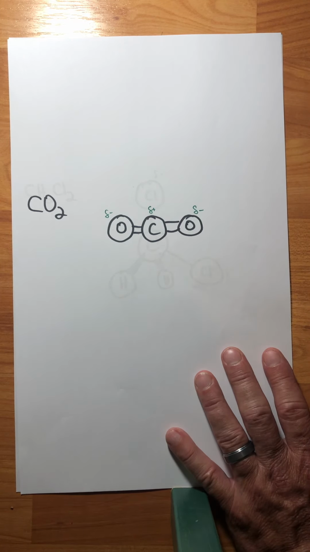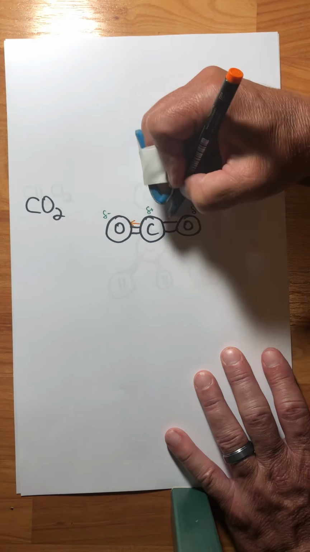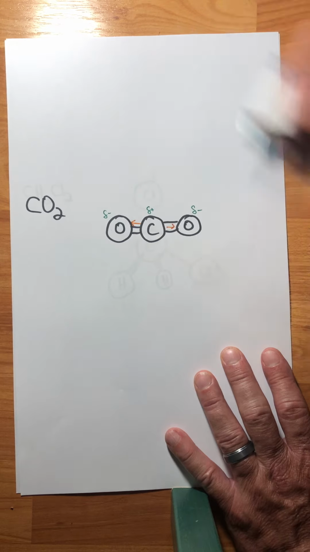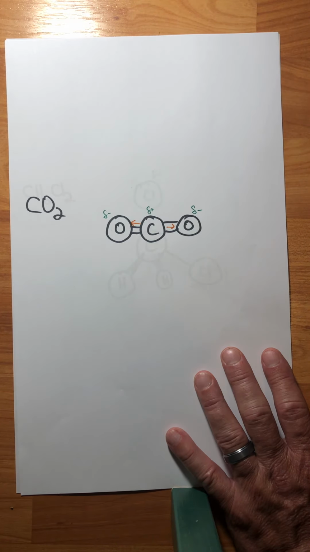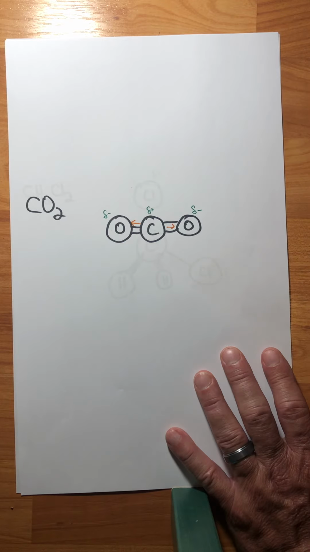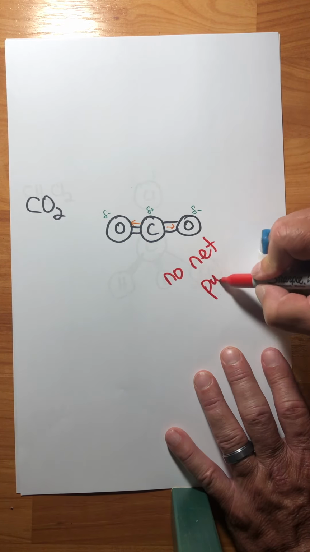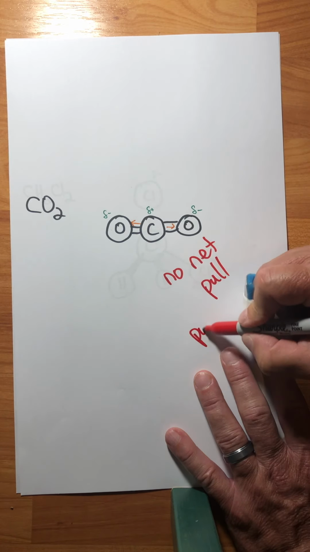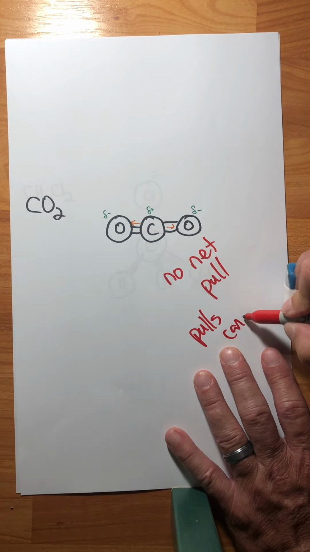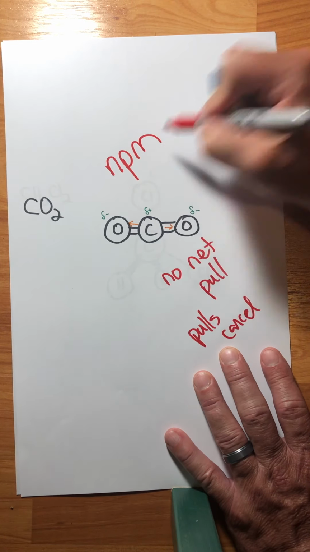Now, on this example, there is a pull towards the oxygen, and there's another pull towards the oxygen. Another thing, I don't suggest you draw these little arrows because they can tend to be confusing. In my mind, I'm just going, okay, there's a pull that way, there's a pull that way. They're in opposite directions, so again, there's not going to be a net pull. The pulls cancel. And because the pulls cancel, this is called a non-polar molecule again.